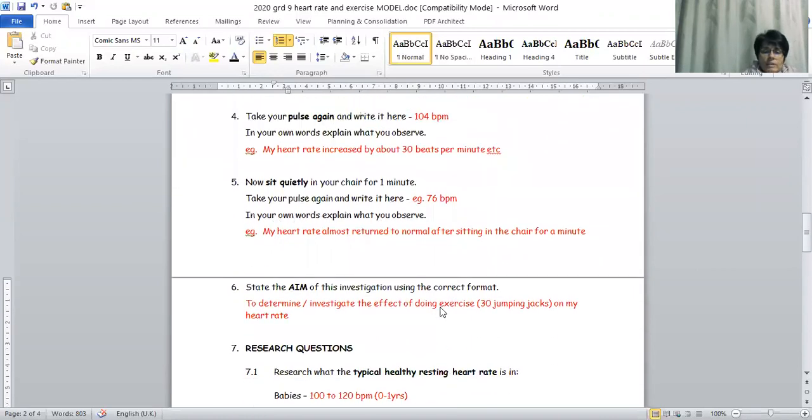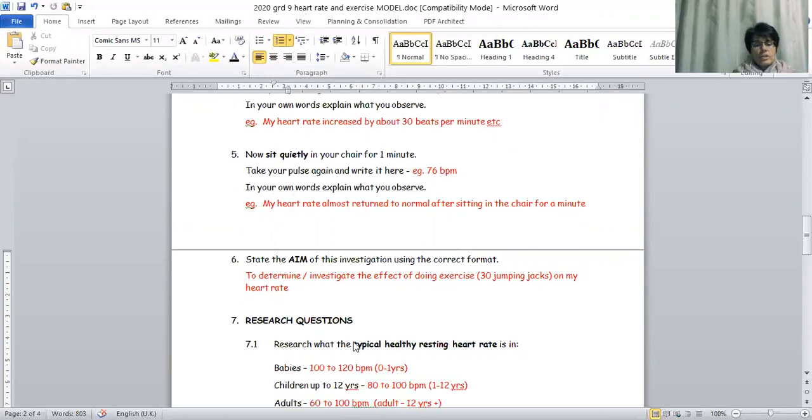Then state the aim of the investigation using the correct format. So you always start with "to determine" or "to investigate." Here we're looking at the effects of doing exercise on heart rate, or my heart rate. All right, research questions. Research what the typical healthy resting heart rate is in babies.